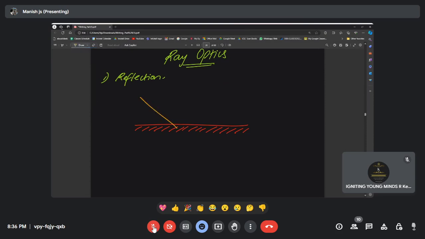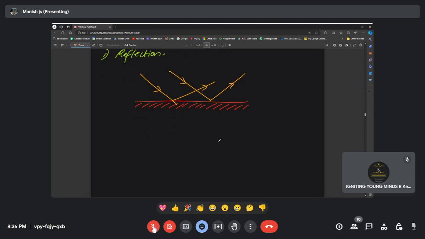Here, if you draw the light rays, they will reflect. This property of bouncing back of light when it is incident on a shiny or reflective surface, such as a plane mirror, you call reflection. This is one concept. The second concept is called refraction of light.